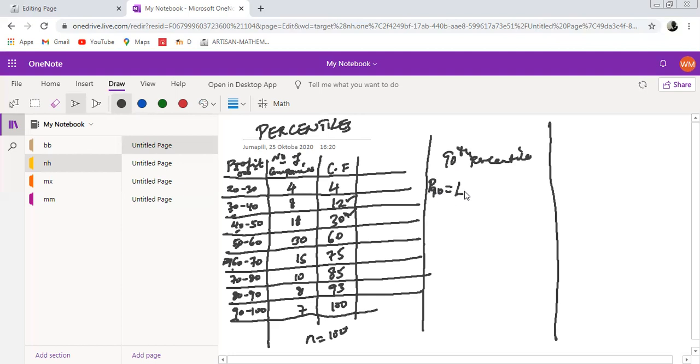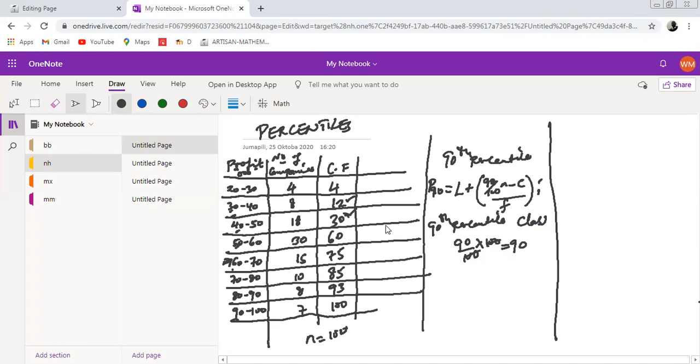It is given by L plus, in brackets, 90 over 100 N minus C over F, and then you multiply by I. If you are looking for the 90th percentile, you do 90 over 100 N. Then you locate the 90th percentile class. You compute this part, which is 90 over 100 times 100, which is equal to 90.